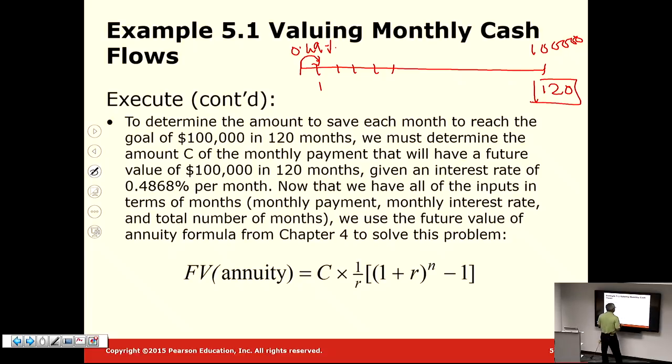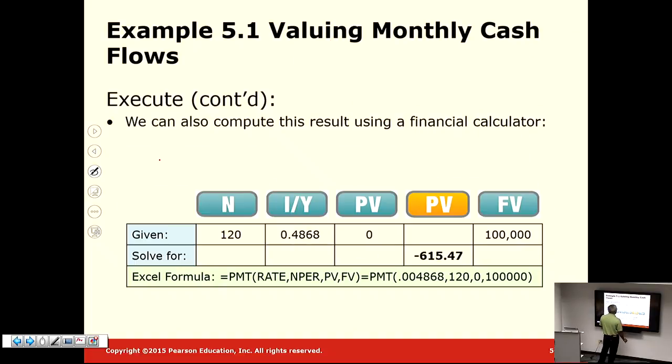What am I left to solve? My unknown is what's going to be my annuity payment. That's the unknown that I have to solve. So what is going to be the C amount of monthly payment that will get me to 100,000? So the best way to do this is we go to our financial calculator.